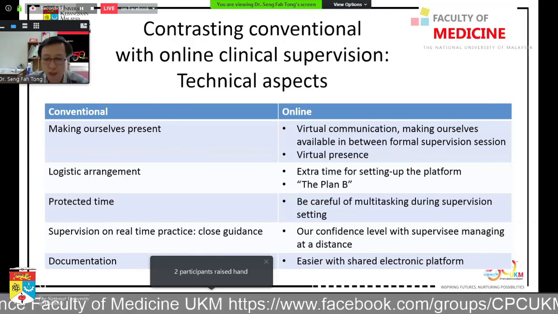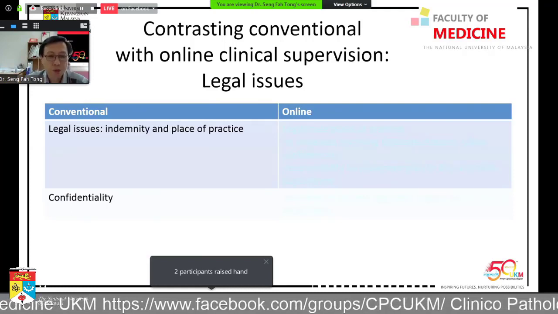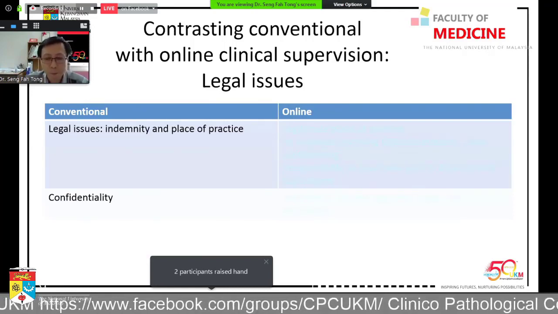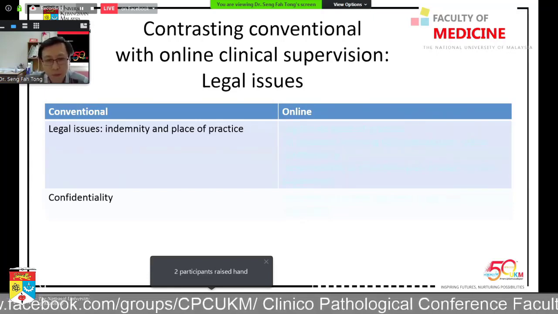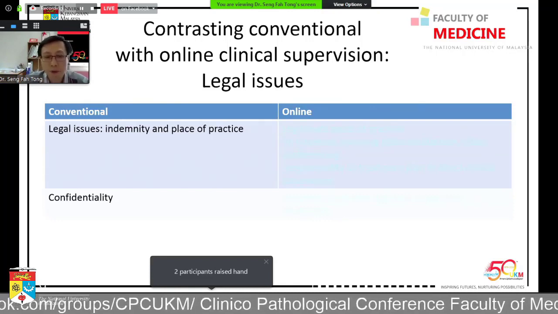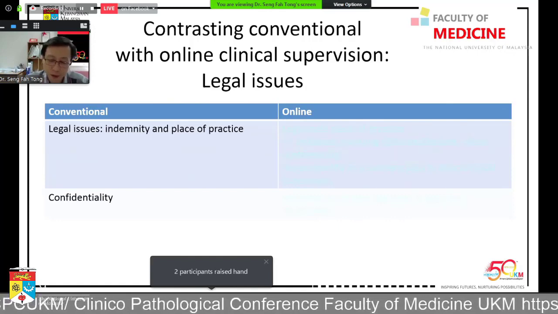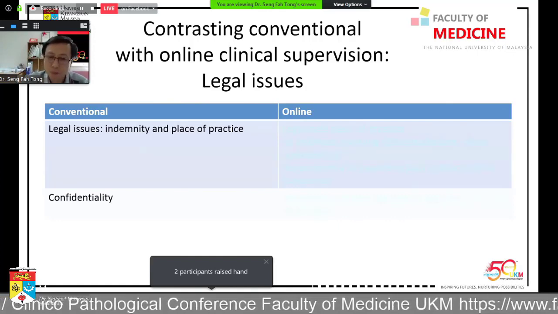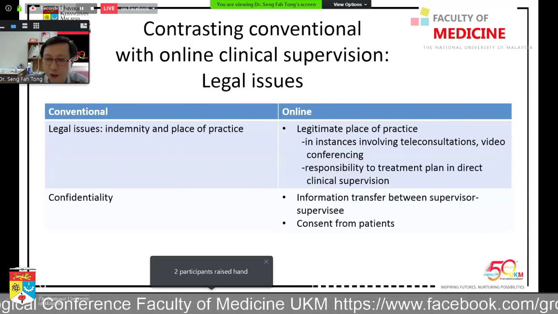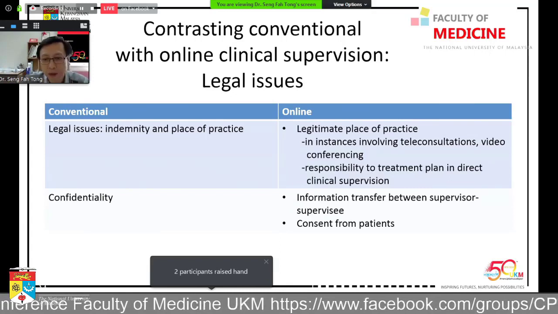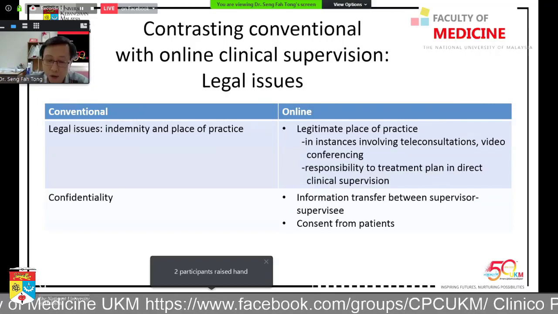And of course, documentation is easier. Okay, this is a legal issue that is very important because we are in a distance supervision. Our practice, our opinions will impact the outcome of the practice itself, the patient care. But for example, I'm in UKM and the other person is in a klinik kesihatan, for example, will my practice be called for a claim? Am I legitimate to practice in KK, for example? So all this has to be ironed out. Because I hold responsibility for treatment in a klinik kesihatan, will that still be allowed, right?